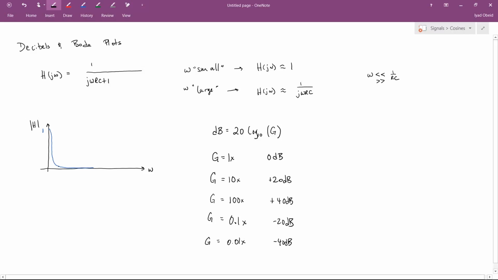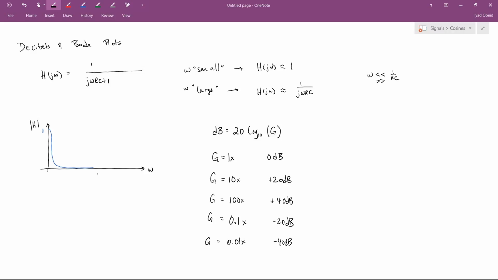So at low frequencies I have a gain of 1, at high frequencies I have a gain that's asymptotically approaching 0, and this is a correct plot, but it's kind of a hard plot to read, and that's true for two reasons. One reason is that there's a lot of white space on here where there's really not much going on, so all the action is kind of crammed into one corner.